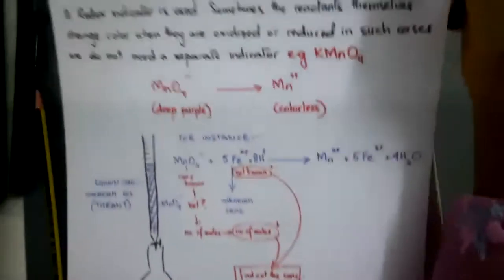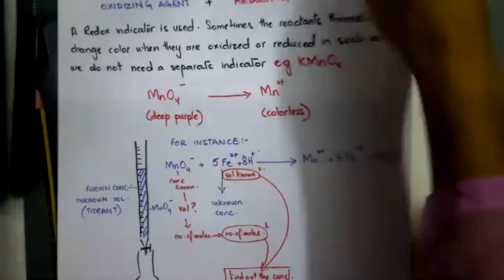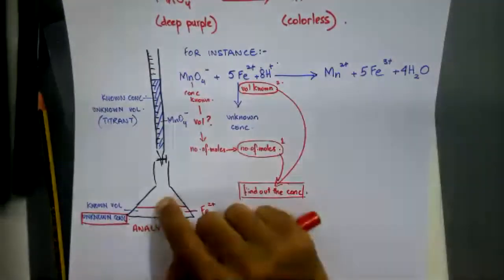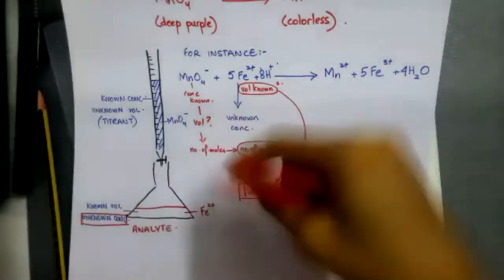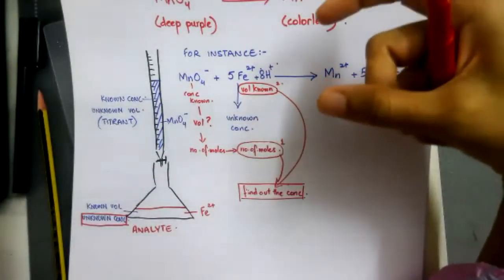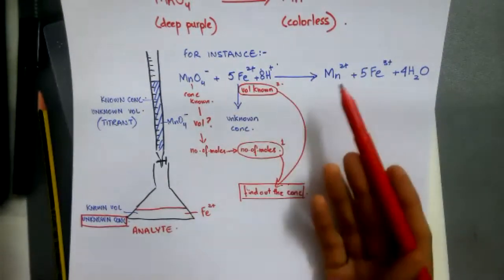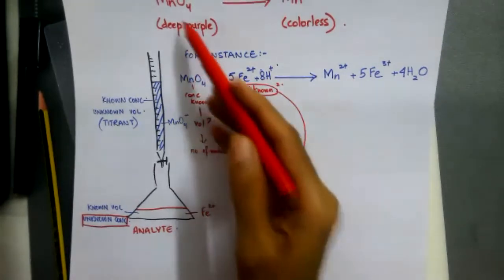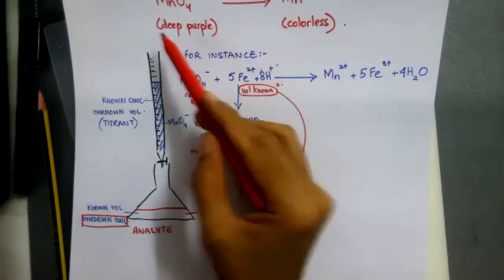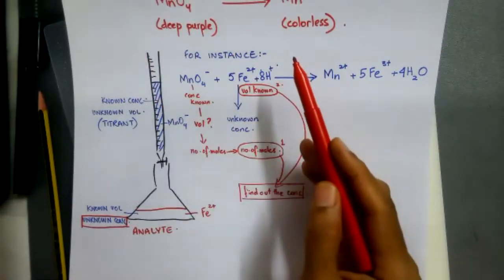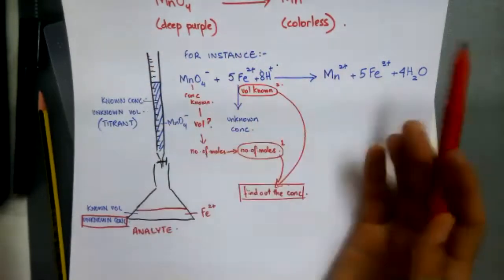you will keep adding. With each drop you will swirl, and again you will keep the conical flask against the sunlight, and you will look for any changes in color. When you see that the deep color is completely gone, that's when you know that the reaction is complete.